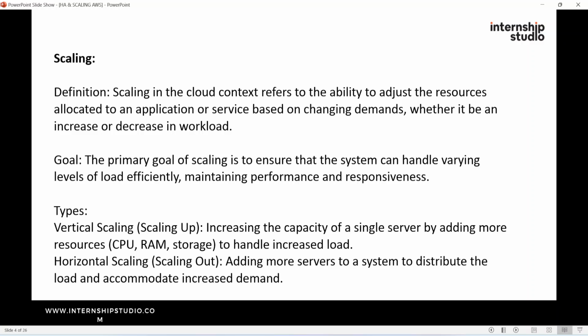But vertical scaling is like hiring more staff. Alternately, if the restaurant decides to increase the efficiency of its existing location by hiring more staff, this is similar to vertical scaling in the cloud. So vertical scaling involves adding more resources to a single server, making it more powerful and capable of handling increased demand. It's like adding more waiters to a restaurant.